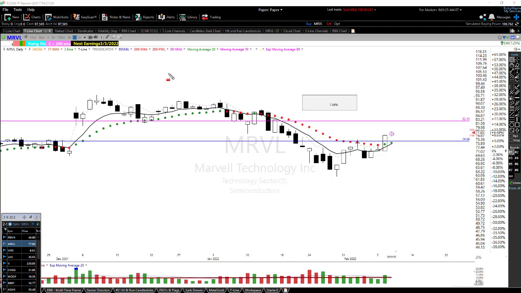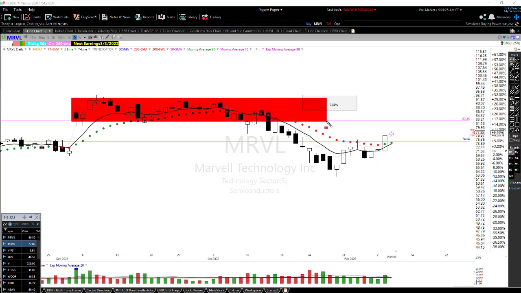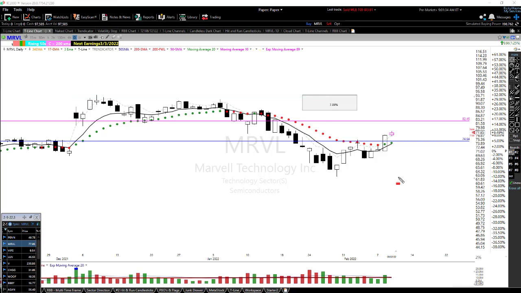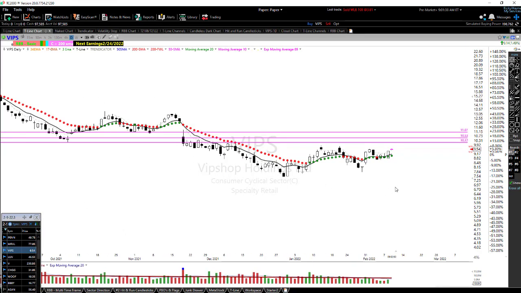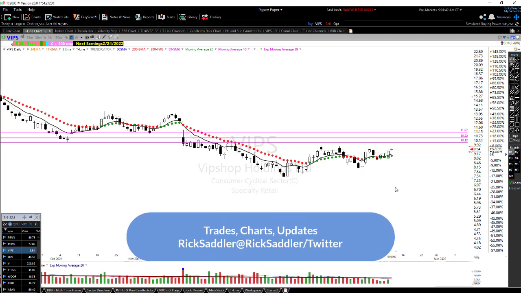There is a monster amount of resistance right here, so we'll deal with that when price action gets up there. VIPS, VIPS. I think I heard somebody in the trading room bought this today. Way to go. Or yesterday, excuse me, yesterday. Way to go. Nice chart.